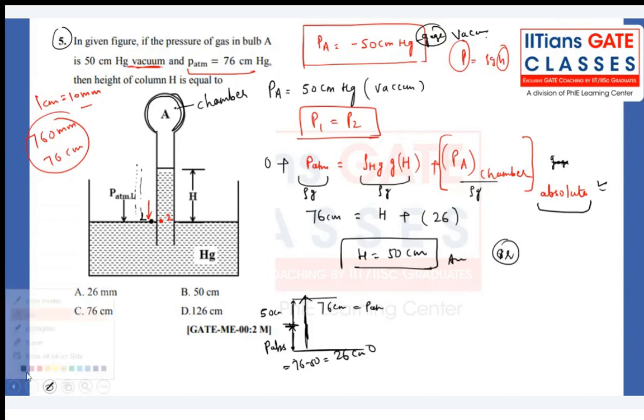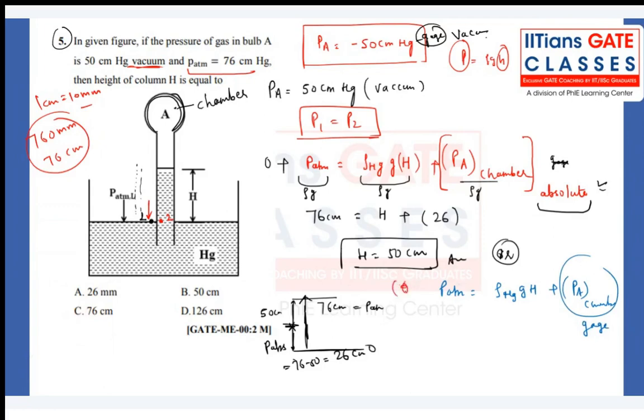Especially in my classes, you will not be having any single doubt. If you are creating the doubt, you will be creating it unnecessarily from your end. From my end, things will be clarified. How? Let's see. PATM will be rho mercury g into h plus p in a particular chamber. This is a chamber, and you want to measure the gauge pressure. Now, if I want to measure the gauge pressure, should I add atmospheric pressure? No. I should not add the PATM.